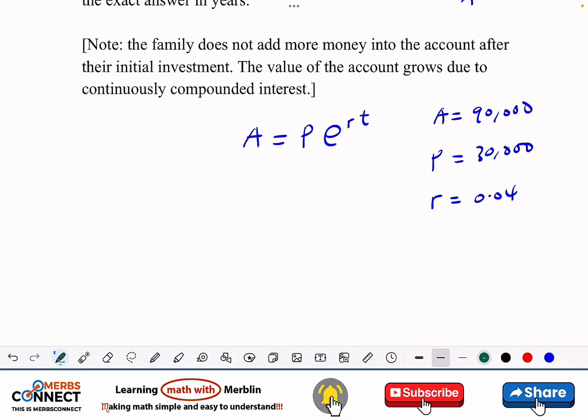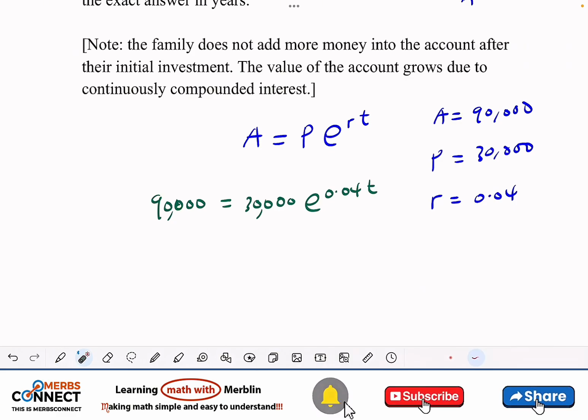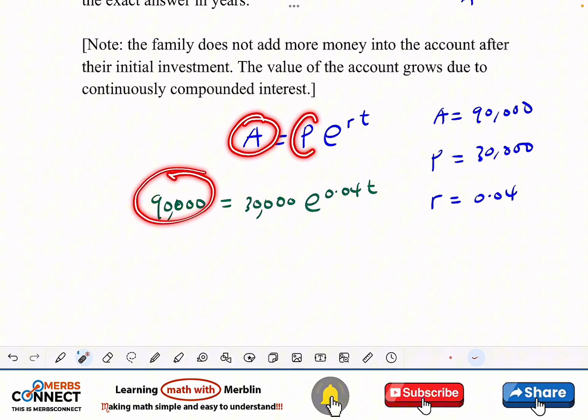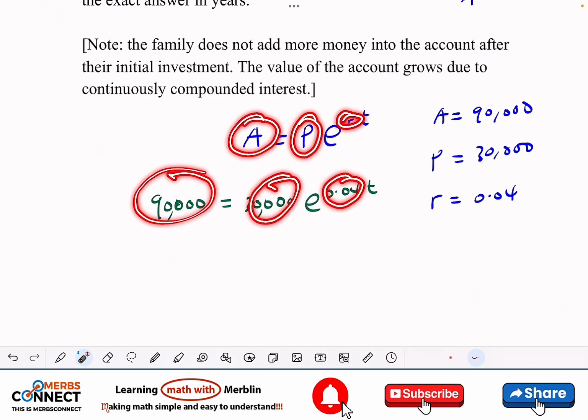So let's just do substitution. This will be 90,000, which is equal to 30,000 e to the power 0.04T. I just did substitution. This is equal to this, this is equal to this, and R is equal to this.